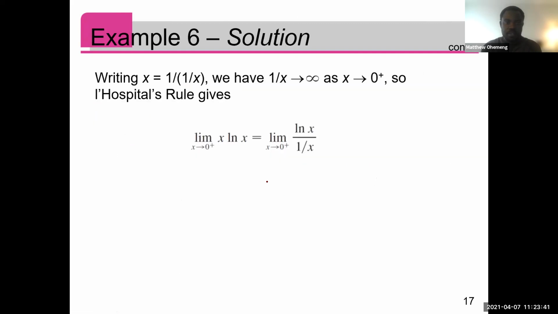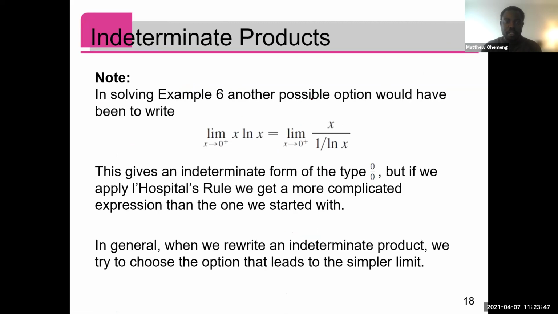Right. So that's the first factor, 0. And then you can do this, leave the ln on top, you get 0 nicely. Another possible option would have been to do this, right? Leave the x on top, divide by this, so that won't give you an indeterminate form of type 0 over 0. But when you apply L'Hopital, you get a more complicated expression than the one you started with. So that means that's not the route to take, right? So that's it.